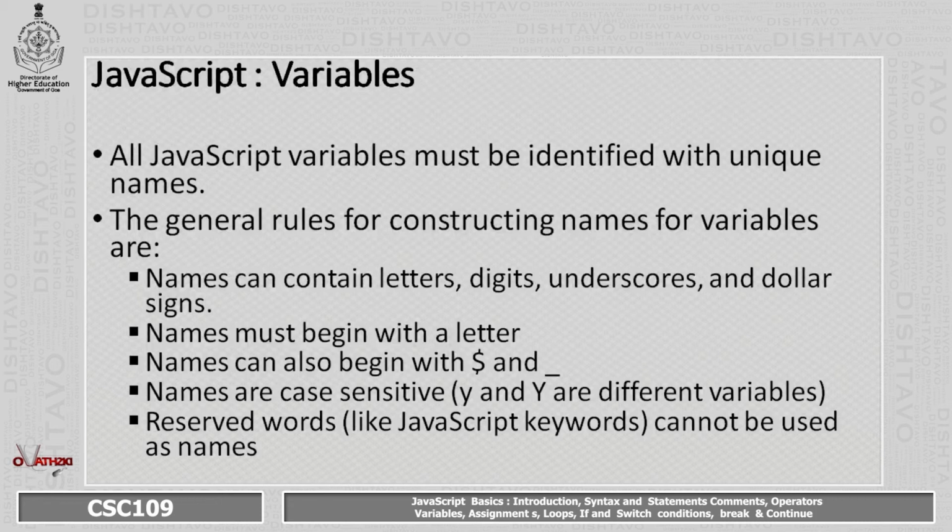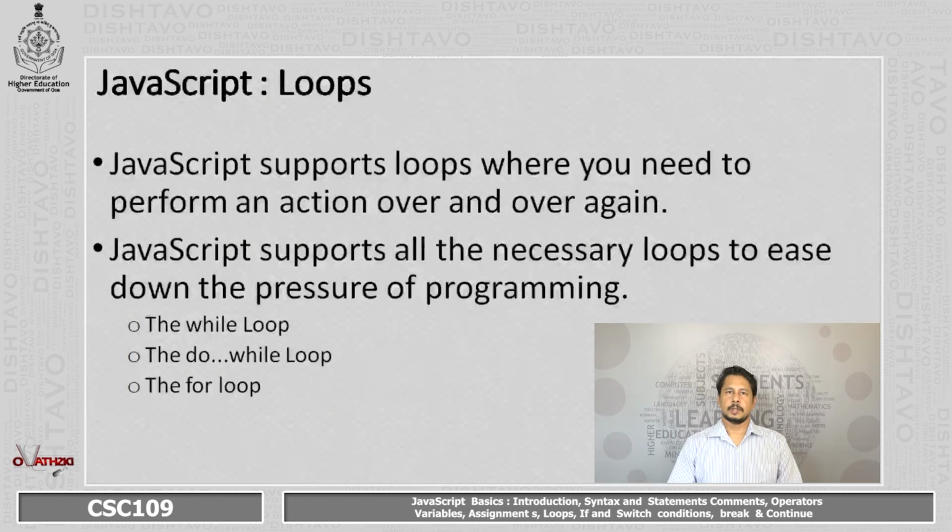Variable names can also begin with a dollar sign or an underscore. Variable names are case sensitive, that is, uppercase is different from lowercase. Reserved words, like JavaScript keywords, cannot be used as variable names, as reserved words have special meaning in the programming language.